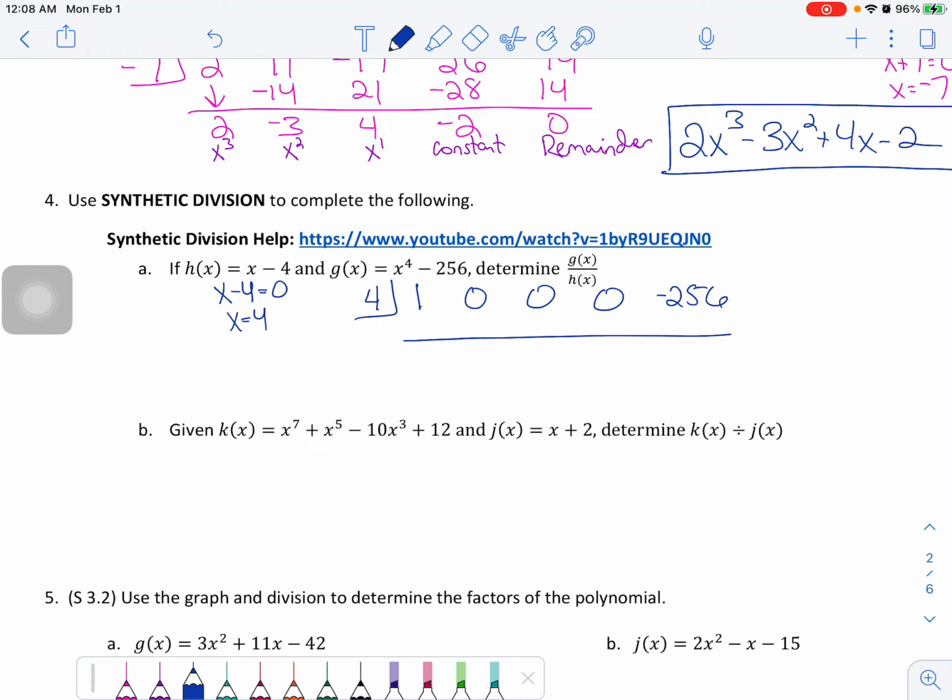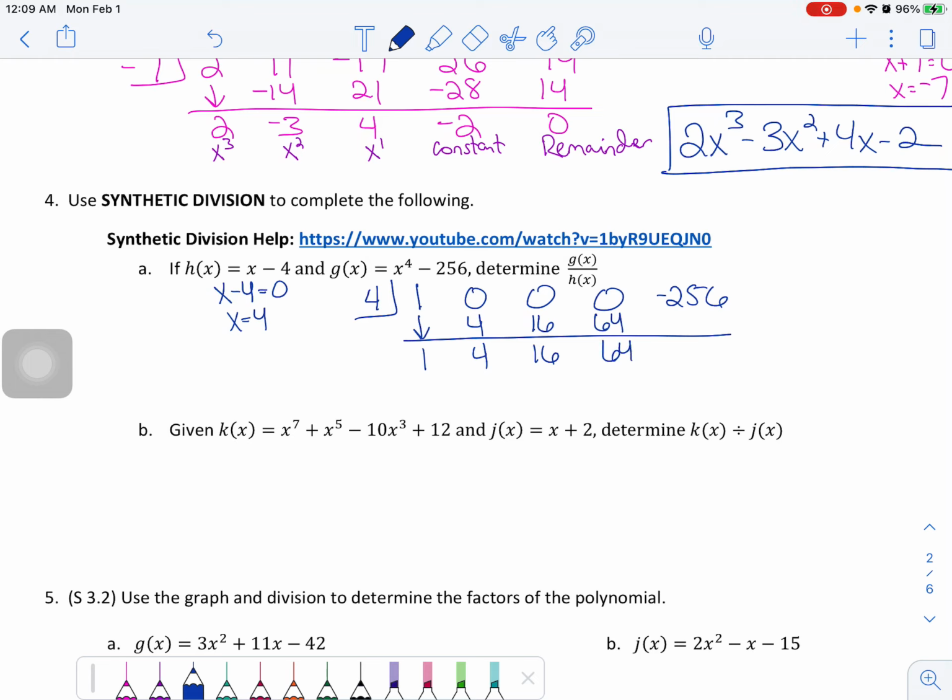All right. So just be careful with this. You do have to have all these placeholders to make the synthetic division work. So x to the 4th, x to the 3rd, x squared, x, and then your constant. So make sure all of them are listed. First number drops straight down. Let's see, 4 times 1 is 4. Add vertically. So 0 plus 4 is 4. 4 times 4 is 16. Add vertically. Multiply. 4 times 16. I have a calculator sitting next to me, so I'm going to grab that and double check that that turns into 64. Add that vertically.